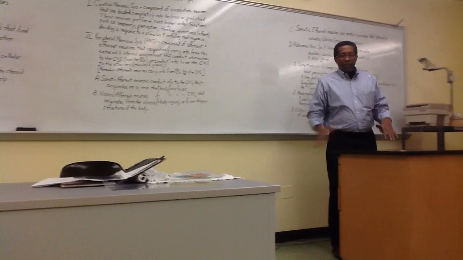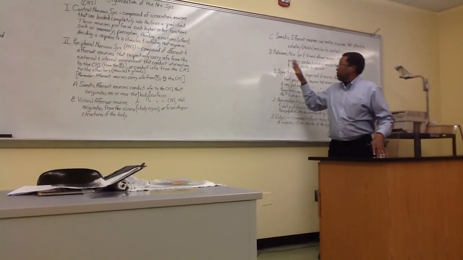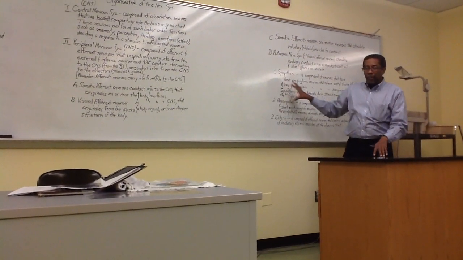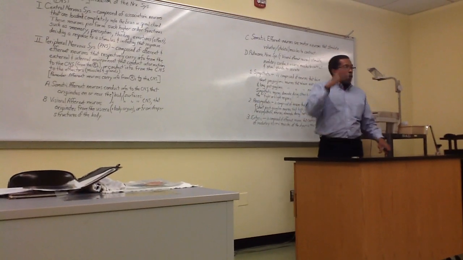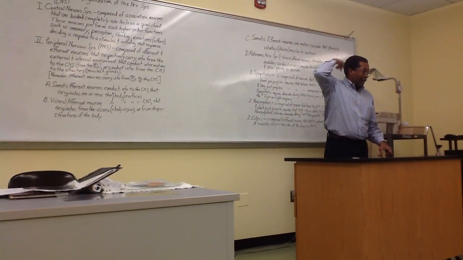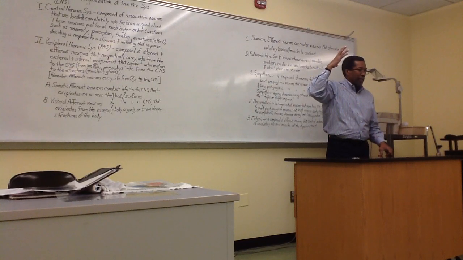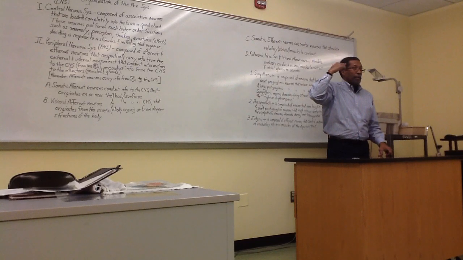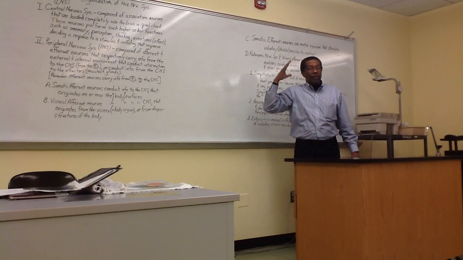Efferent neurons, okay, let's go with the interneurons first. The interneurons or association neurons are what make up the brain and the spinal cord. They're the neurons that do the thinking and everything else that the brain does. Okay, those are interneurons, association neurons.